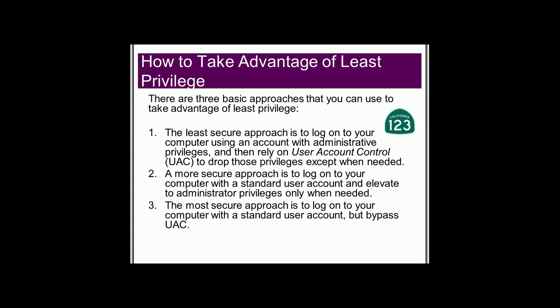So dropping down to number three. The most secure approach for us is to log on to our computer with a standard user account, but bypass the UAC. So instead of elevating applications on the current desktop session, you use some type of feature, like the fast user switching feature in Windows, that's going to open a new desktop session with a dedicated administrator account to perform the administrative operations. So these are our three ways that we can take advantage of putting some type of least privilege strategy in place that's going to limit what users can do on their own so they can't go in and mess things up.